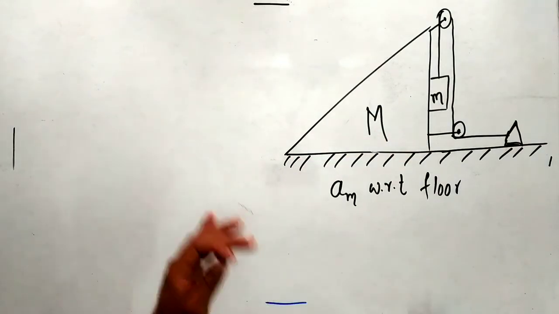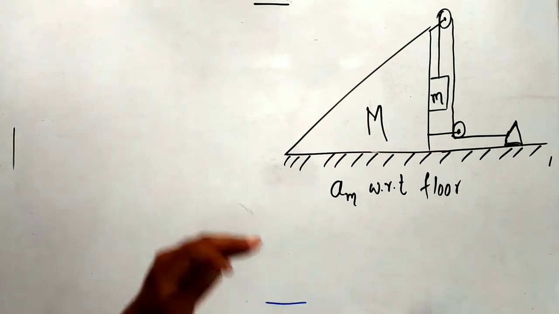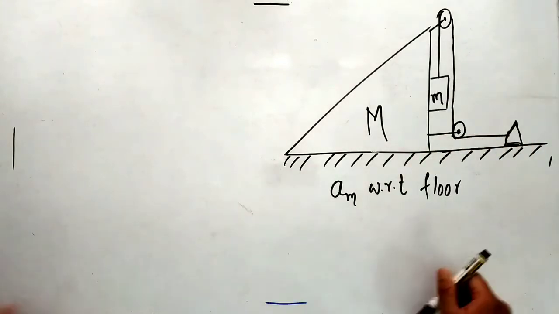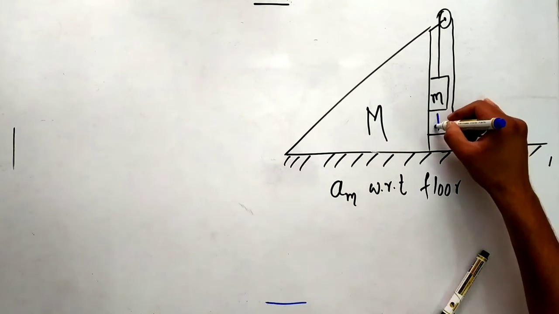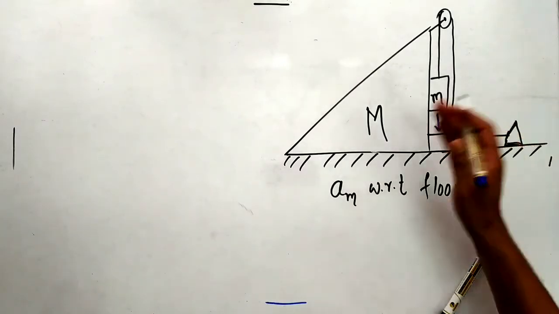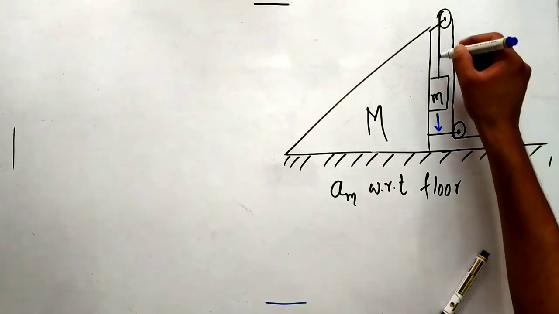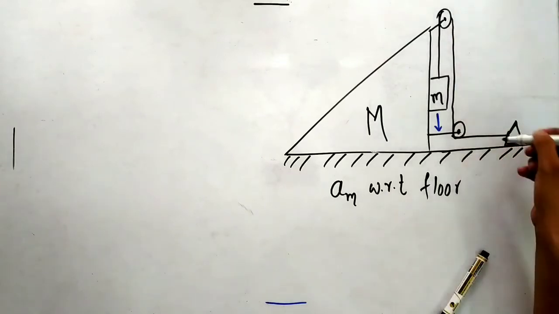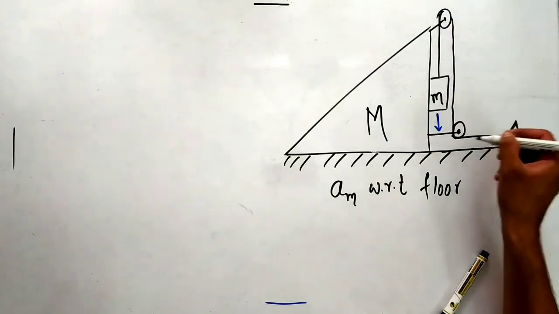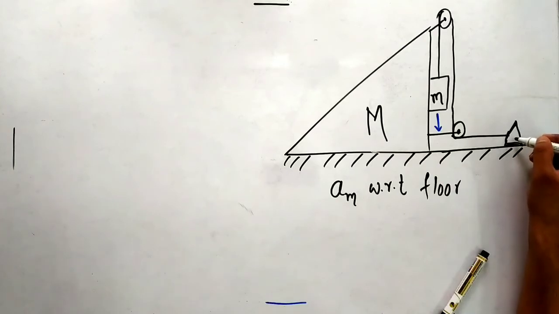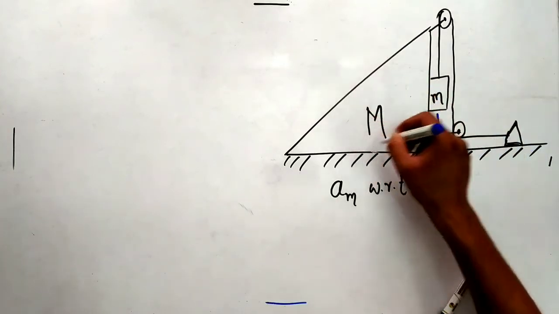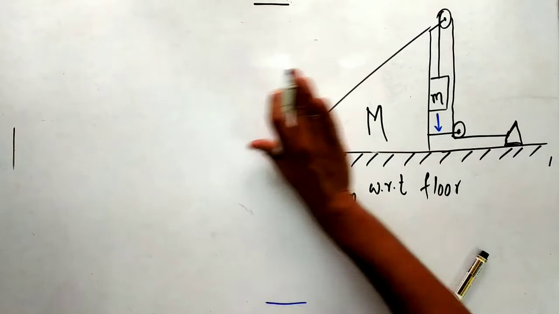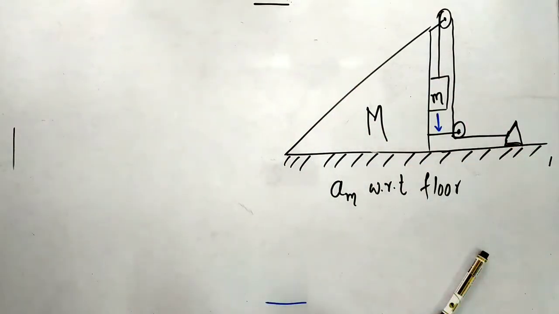There are a few points that you need to understand to start this question. The first point is that this small mass M is going to come down. As a result, this thread is going to be pulled down, this part pulled up, and this part being fixed to this support is finally going to pull the capital mass M to the right. Small m comes down and capital M moves to the right. This one thing you need to understand.